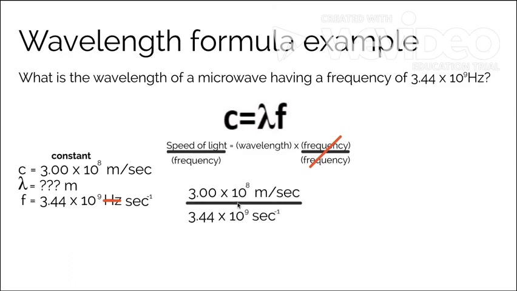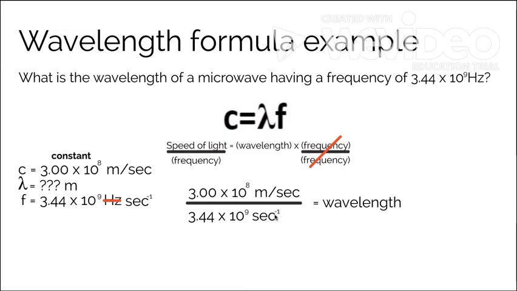So now we can just take the information that we know, the speed of light, 3.00 times 10 to the 8th power meters per second divided by 3.44 times 10 to the ninth power seconds inverse is equal to our wavelength. Now, again, make sure that you are always looking for matching units to see what your final unit will be and if it's the one that you want.